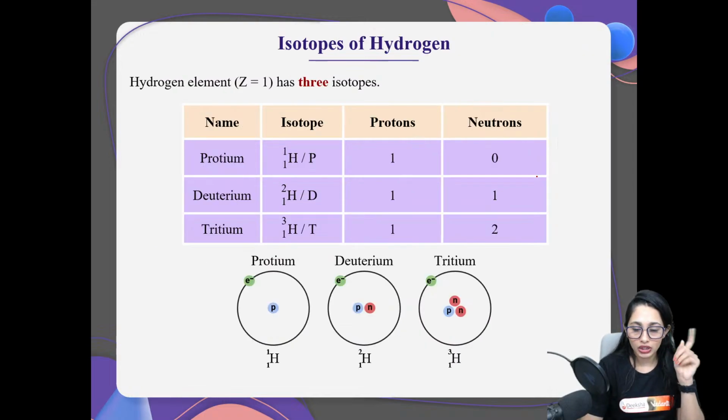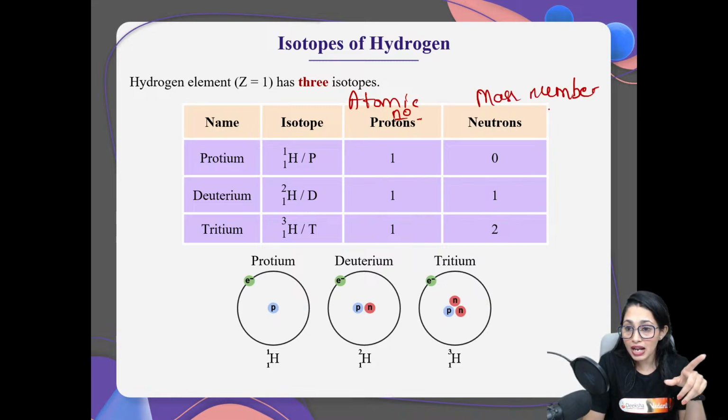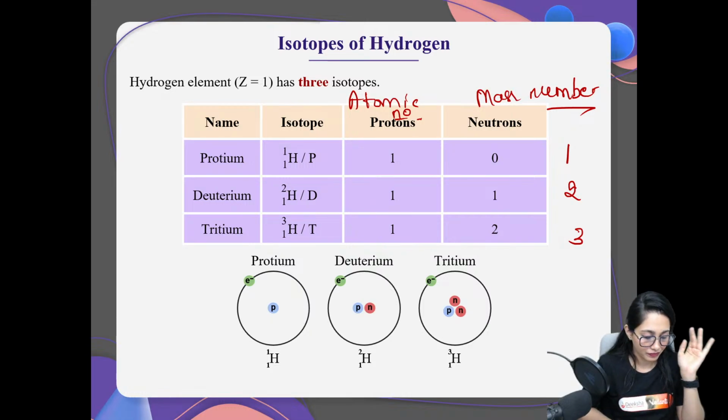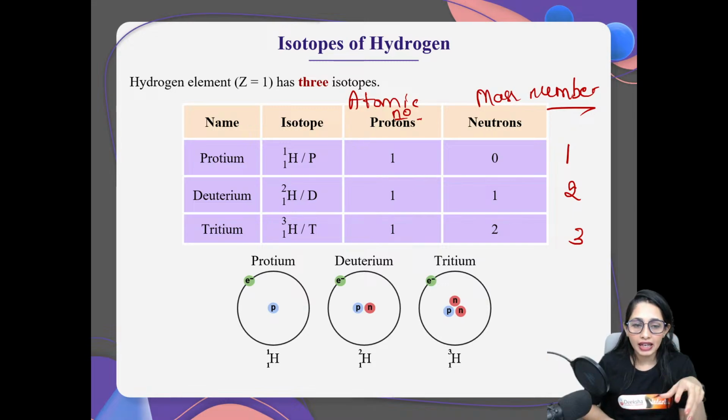So what are we going to do? Even here, hydrogen has three isotopes: protium, deuterium and tritium. In all these cases, the atomic number is the same, it is 1. But the mass number is different. The mass number is 1 for protium, 2 for deuterium, 3 for tritium. Why is there a change in neutrons? Tanushri, in nature itself, there occur isotopes.